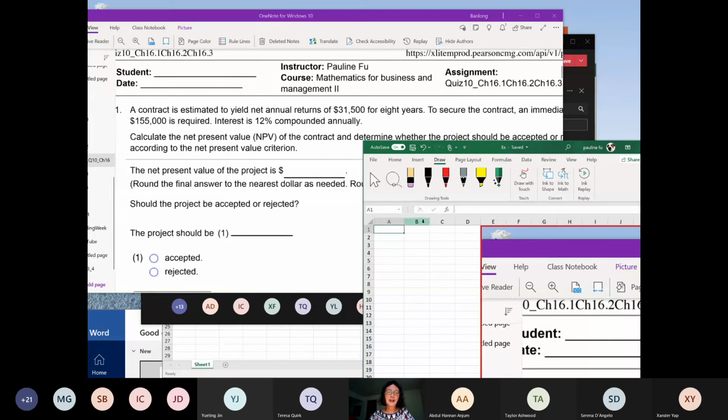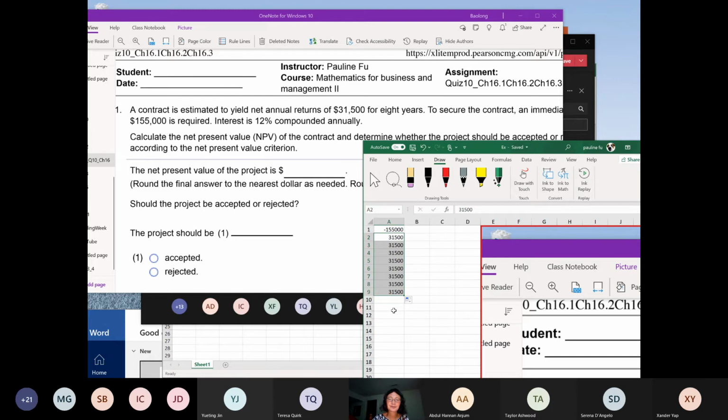Immediate outlay of 155,000, so that is outlay, negative number, negative 155,000. And then annual return of 31,500 for 8 years. So this number happened 8 times. Okay, you have to arrange data in this format so that you can use Excel function or use calculator.